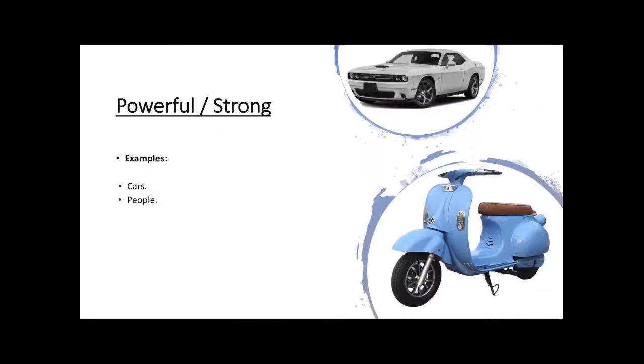Next we have powerful or strong, and we often use these words for cars and for people. Powerful meaning lots of power, full power. So if we look at the car, the Dodge at the top, very powerful, very good car, lots of power. The bike or scooter in the bottom left is not powerful, not strong. So we wouldn't use powerful or strong for this picture.